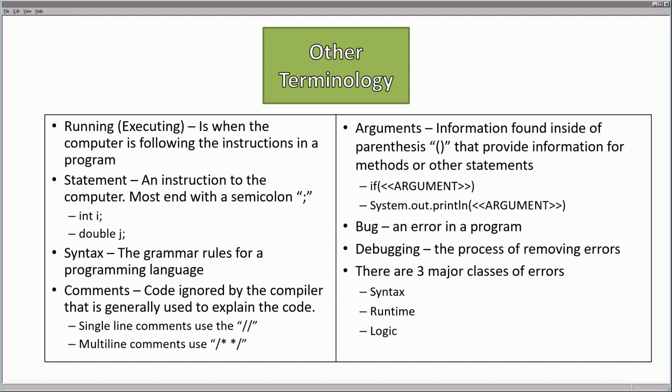Arguments are information that's found inside of parentheses that provides information for methods or other statements. These come up a good bit. A bug is an error in a program, and debugging is the process of removing those errors. Now, one of the hardest elements in this class is debugging. So let's go over the three major classifications of errors: syntax, runtime, and logic.